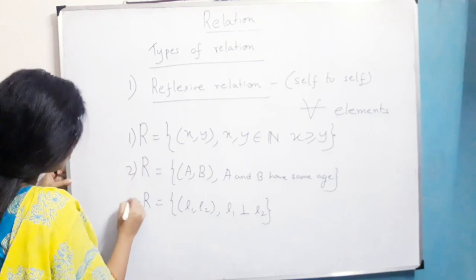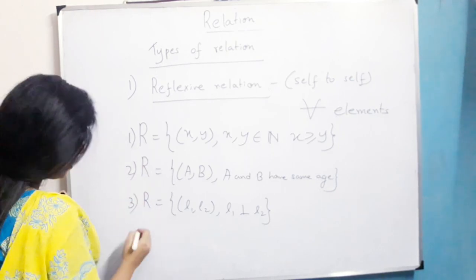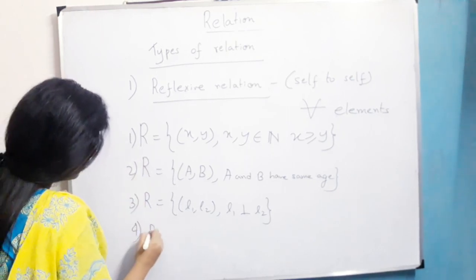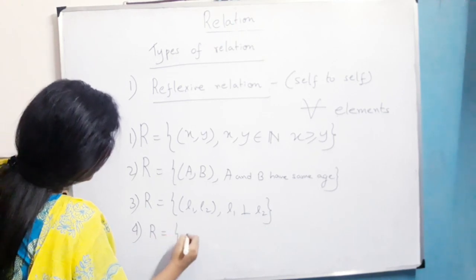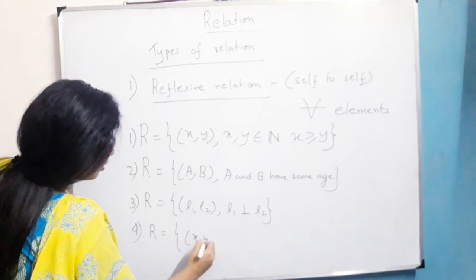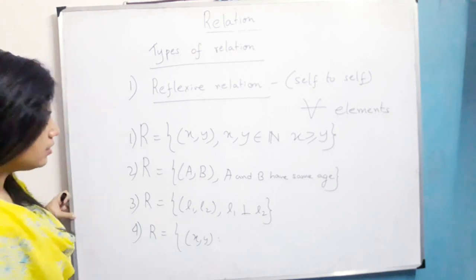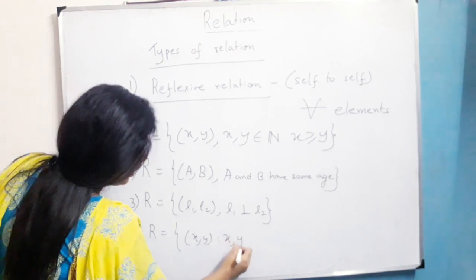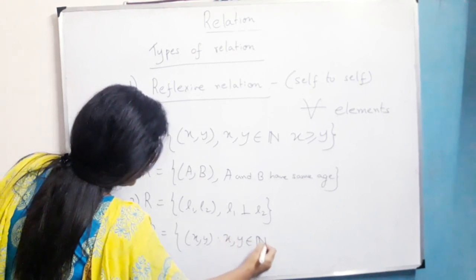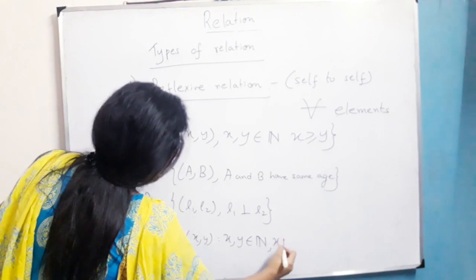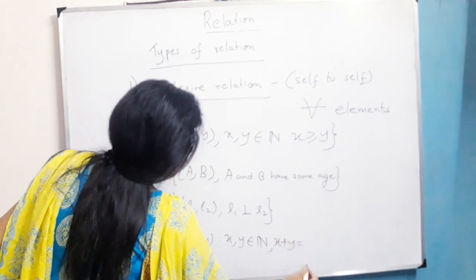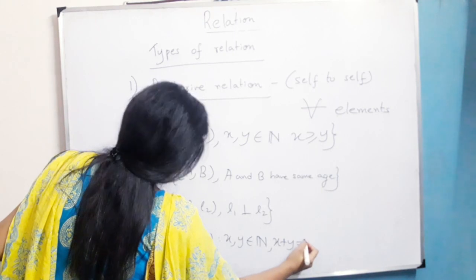Number 1, number 2, number 3, number 4. R equals to (X, Y) such that X, Y belong to N, X plus Y equals to 10.